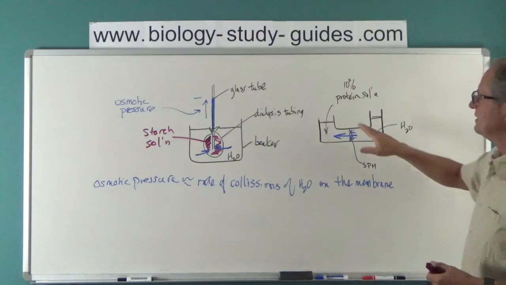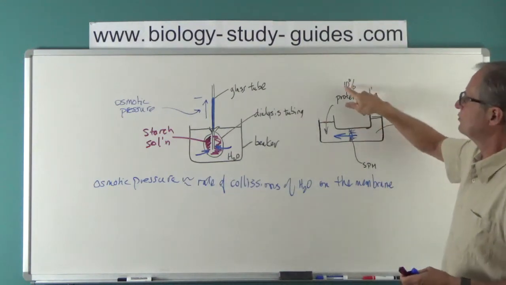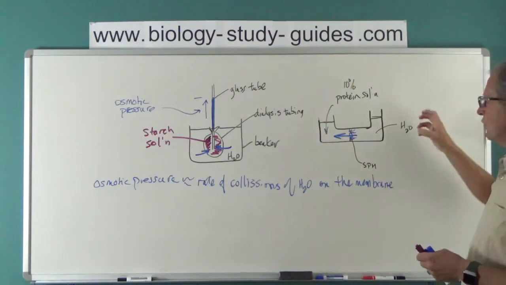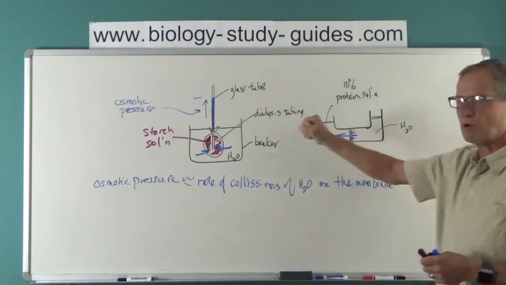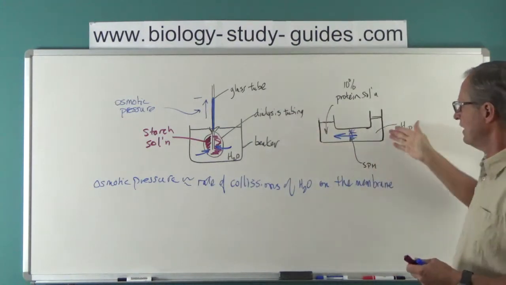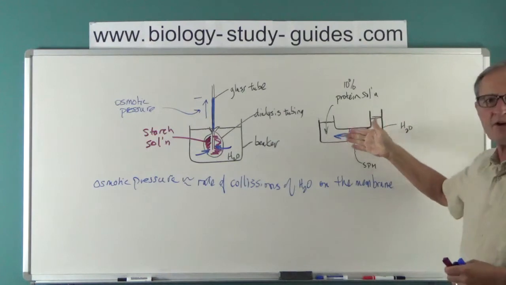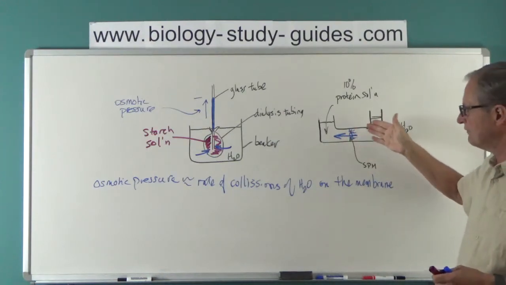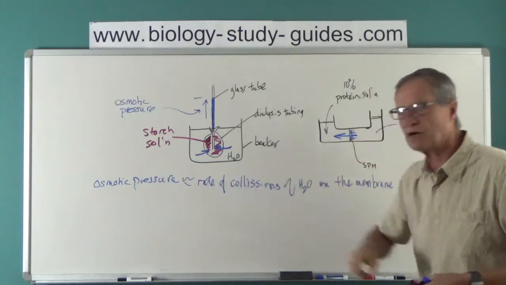Now if we take a look at a different thing, say we had a 20% protein solution, the water is going to be encouraged even more because there's a greater concentration difference. They're going to be banging on the membrane even harder, not harder necessarily, but even more frequently. So we're going to have a higher osmotic pressure.